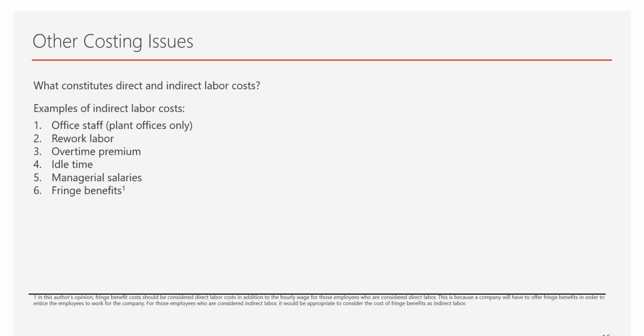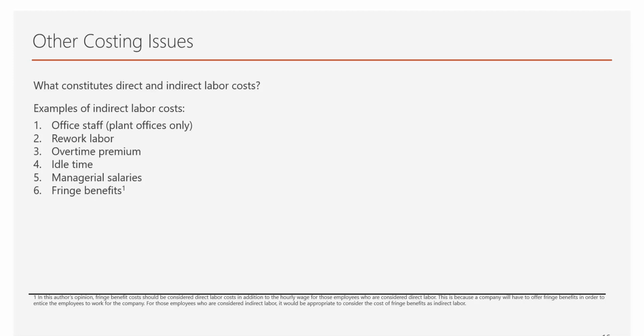So that's why I prefer, in my opinion, that fringe benefits, if tied to a person who's otherwise classified as direct labor, the cost of that fringe benefit should be direct labor too. What about those employees who are considered indirect labor? Well, in that case, I think we should classify those fringe benefits as indirect labor costs.